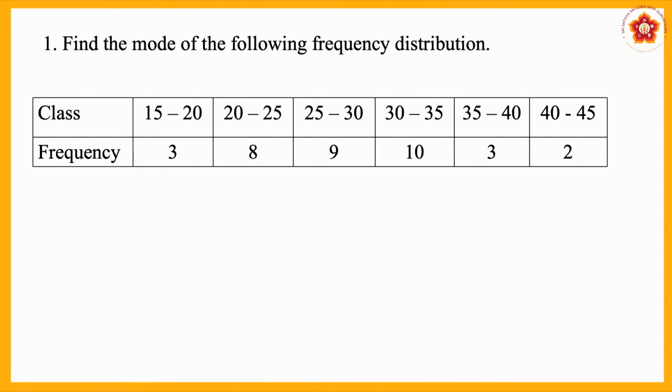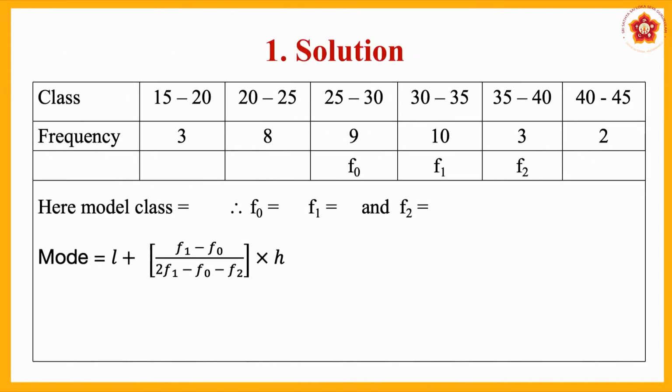Find the mode of the following frequency distribution. Here class and frequency are given. The class 15 to 20 has frequency 3, 20 to 25 has frequency 8, 25 to 30 has frequency 9, 30 to 35 has frequency 10, 35 to 40 has frequency 3, and 40 to 45 has frequency 2. To find the mode, we have to prepare a table.